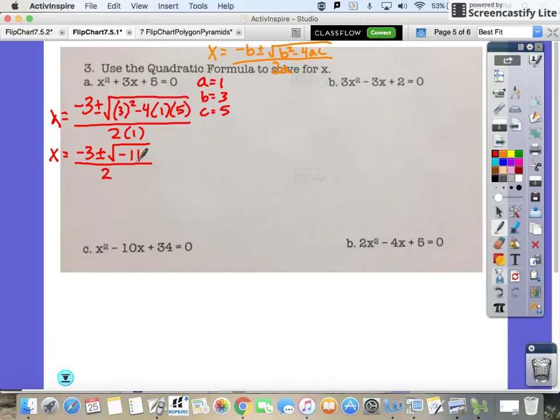All right, so we're going to break this into our two solutions. I'm going to do 2 steps at once. I'm going to make it into imaginary and split them. So we're going to get x equals negative 3 plus i root 11 over 2. That negative pulled out to an i. And then here we have x equals negative 3 minus i root 11 over 2.